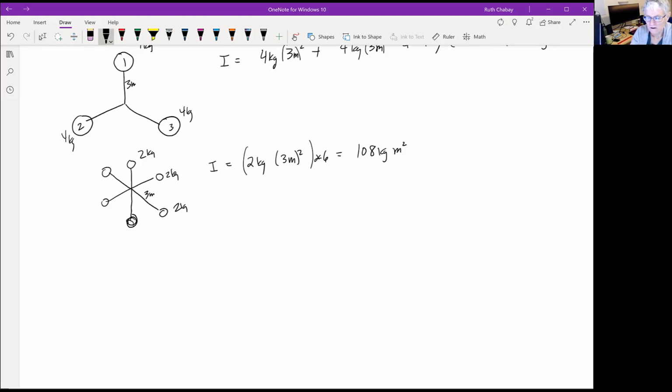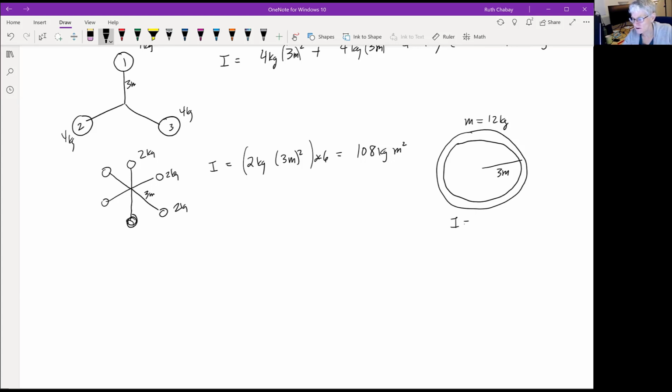Okay. What if we had a solid hoop of uniform density with a radius of 3 meters and a mass of 12 kilograms? What would the moment of inertia of this thing be?